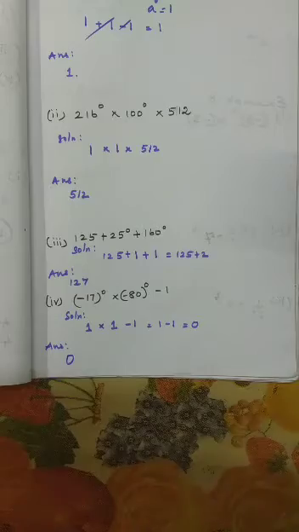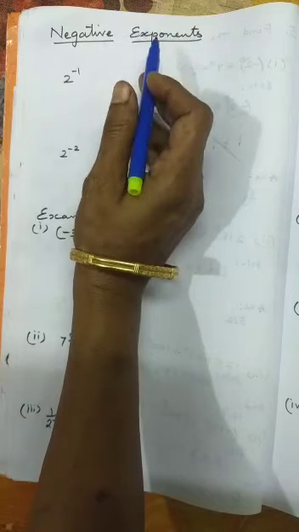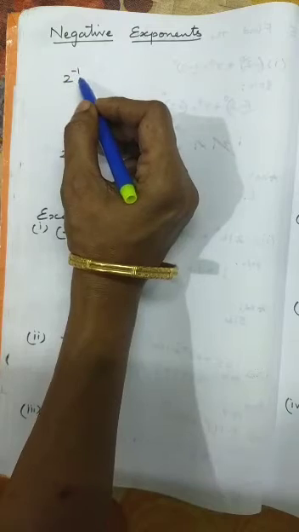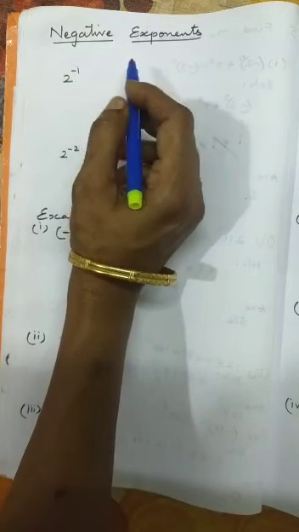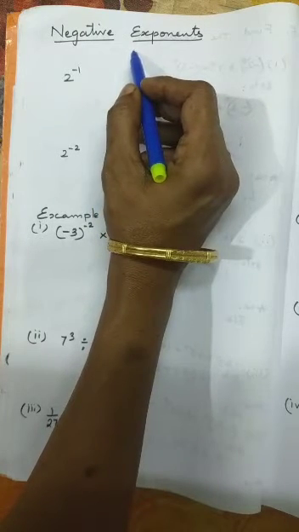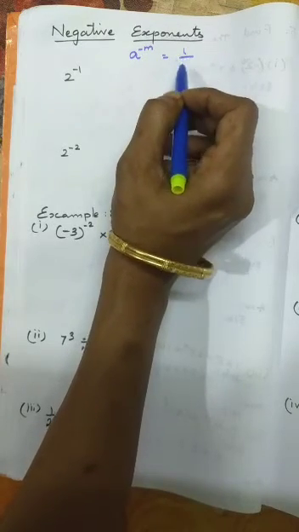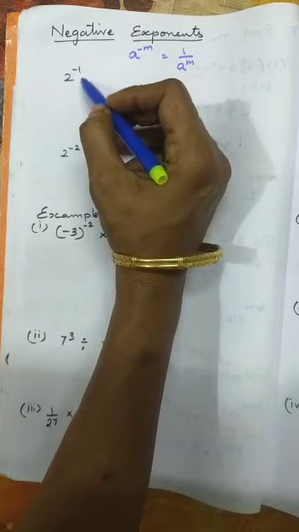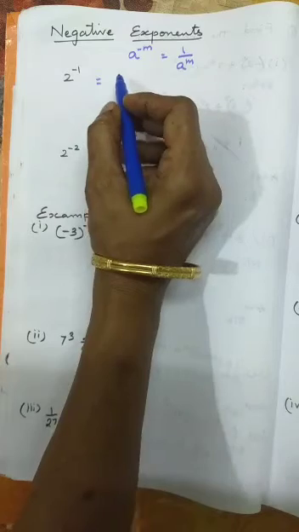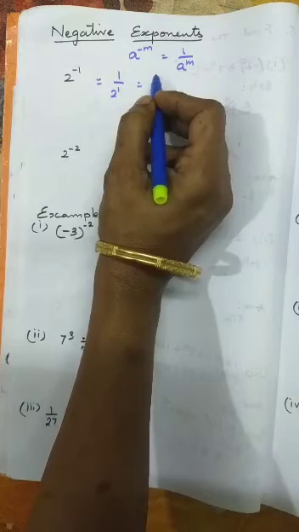Answer is 0. Negative exponents. Here, what is meant by negative exponents? 2 power minus 1. We can find the value of 2 power minus 1 now. No. We already studied a law. What is that? Yes. A power minus m is equal to 1 by a power m. First you have to change the power positive. After that only we can find the value. Okay. So 1 by 2 power 1. So the answer is 1 by 2.